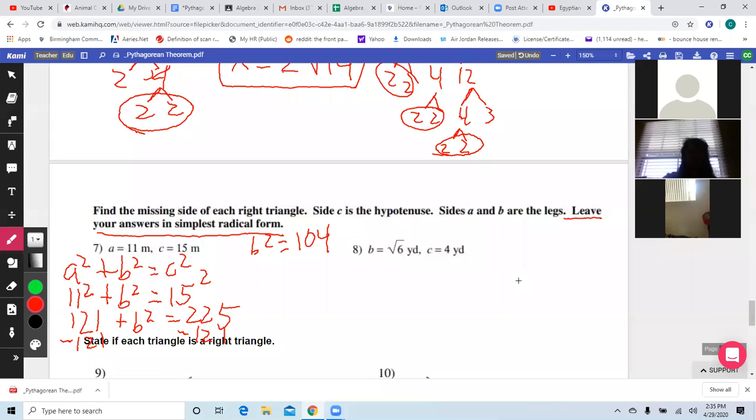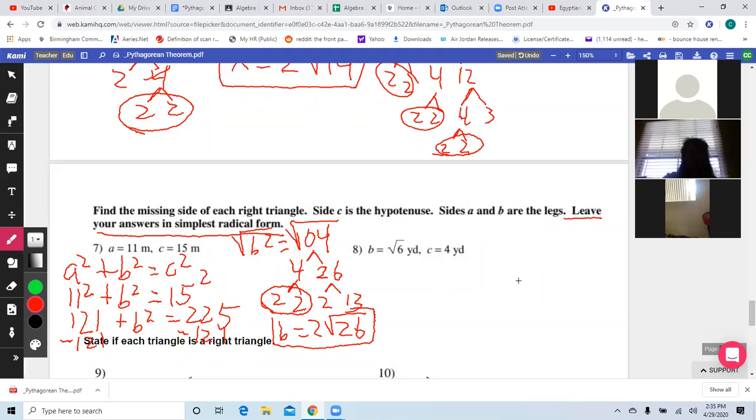Once again, if you play around with your calculator, you'll see that 104 can be divided by 4. So I get 4 and 26. 4 is 2 and 2. 26 is 2 and 13. I could only circle these pairs of 2's. And then everything that I do not circle goes on the inside. So B, and I multiply them when they go on the inside. This is 2 radical 26, because 2 times 13 is 26.